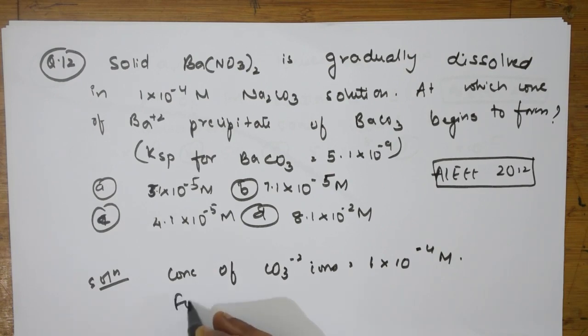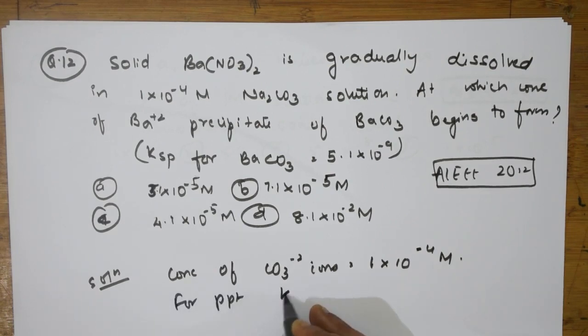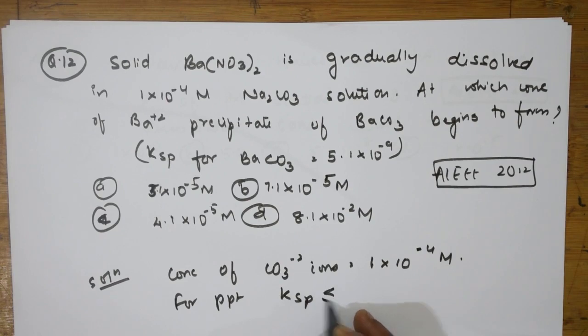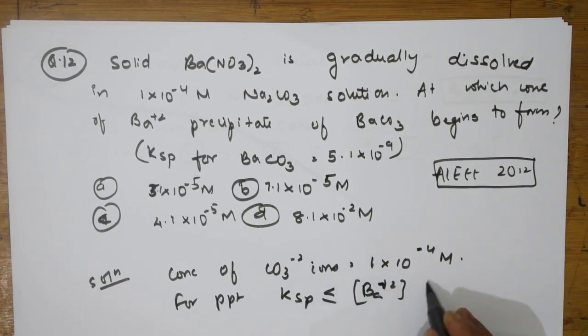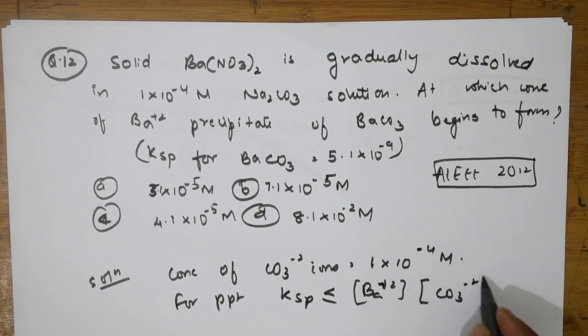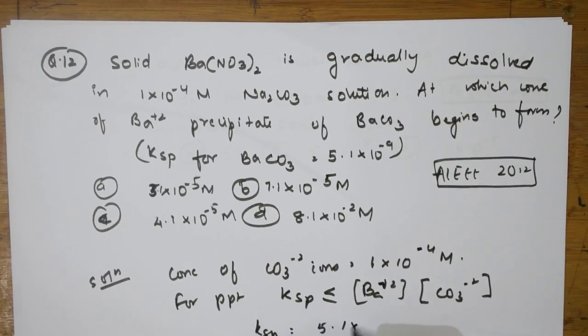right? For something to precipitate, the ionic product should be greater than or equal to Ksp, that is, concentration of barium plus 2 times concentration of CO3 minus 2. This is what we studied earlier. So how much is Ksp given? 5.1 into 10 raised to the power of minus 9.